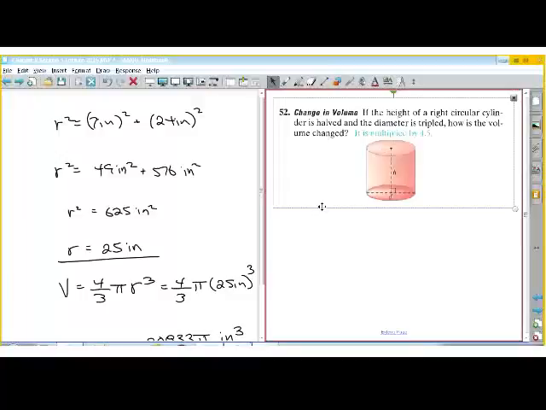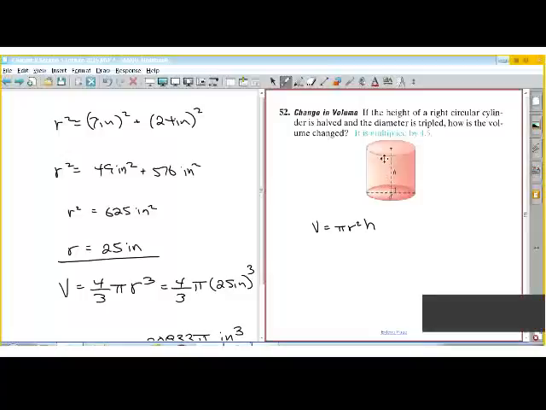Well, the first thing you do is write down the equation for the volume of a right circular cylinder, and that is equal to pi r squared times h. Why do I remember that? Because the area of a circle is pi r squared, and if you take that circle and extend it the distance h, you create a volume. So that's the equation.